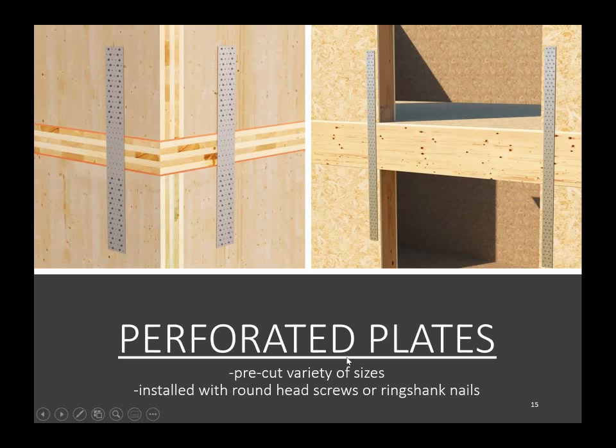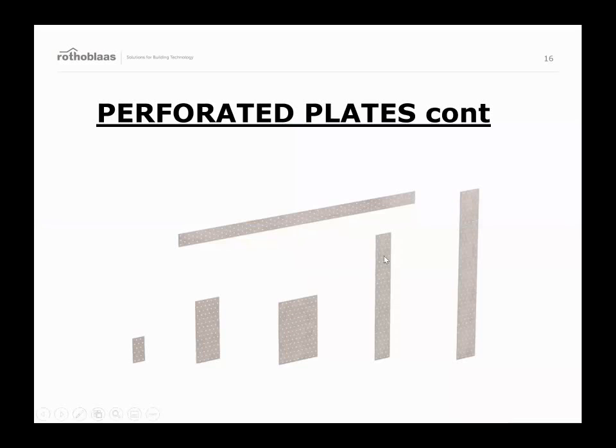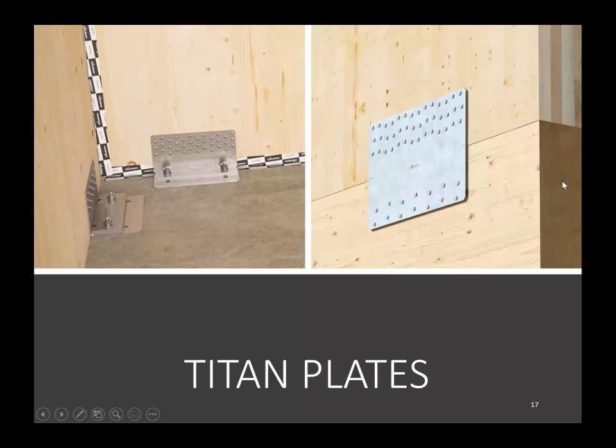They're pre-cut in a variety of sizes. You can install them with round screws or ring shank nails. A very cost-effective, simple solution. Here's an example of the various shapes that you can get of them. This is something a little bit more rigid. This is a Titan plate, a slightly thicker version of a perforated plate, with better engineering values.